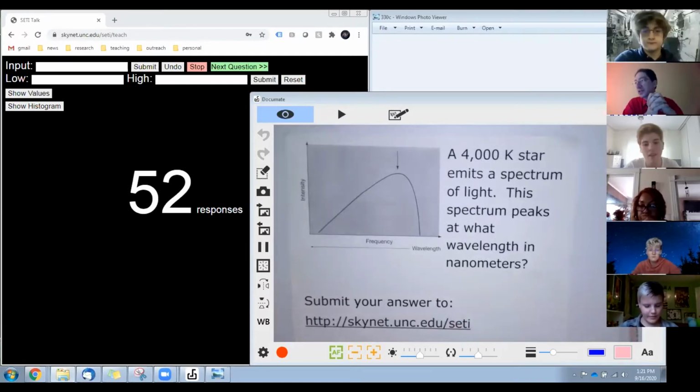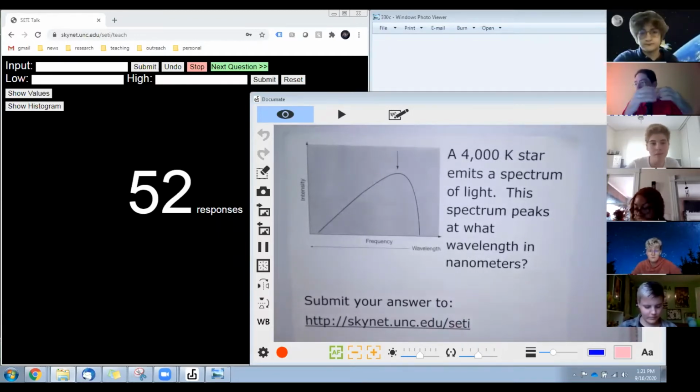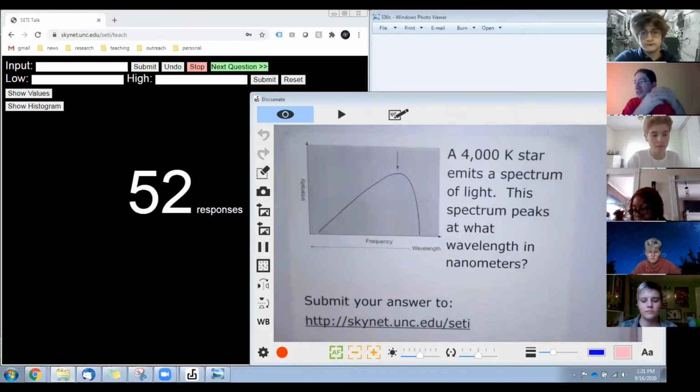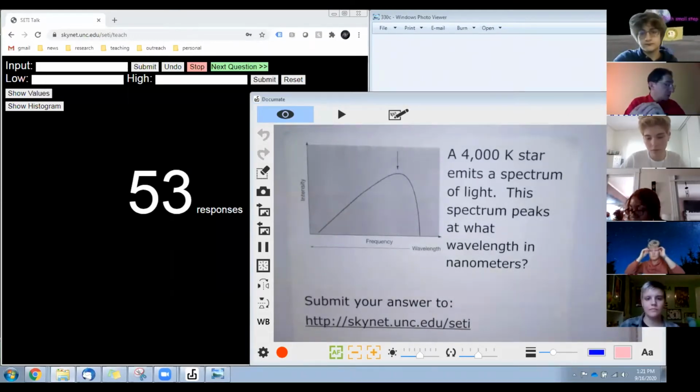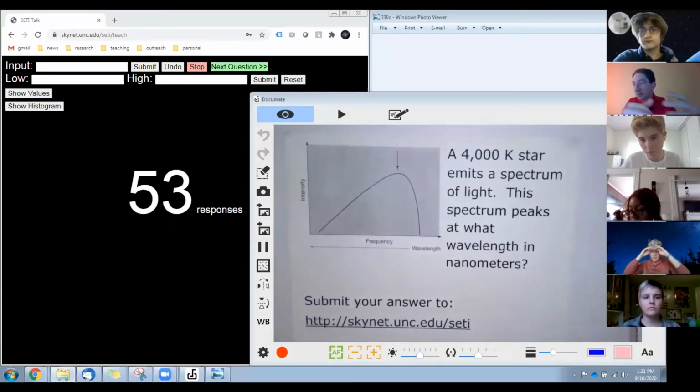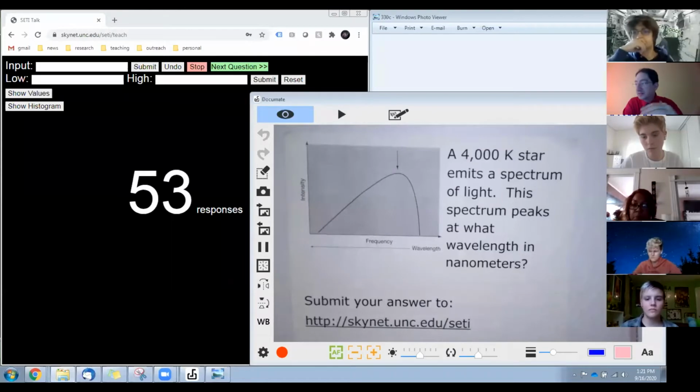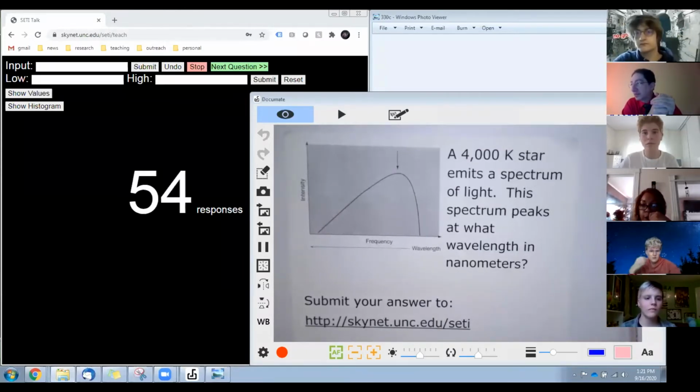Last time we were talking about thermal spectra, black body spectra, and its properties, such as the peak or the total emission, given by Wien's law and Stefan's law, and you'll need to figure out which to apply where. So in this question, we're looking at a 4,000 Kelvin star. That's the surface temperature of the star. And it's emitting a spectrum. And the spectrum peaks at what wavelength in nanometers?